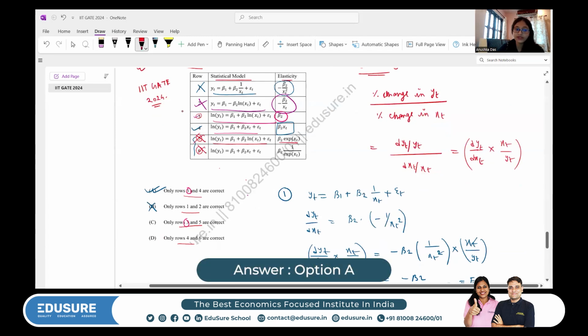So your correct option is option A. Only model 3 and 4 are correct, right? I hope this is clear to you.